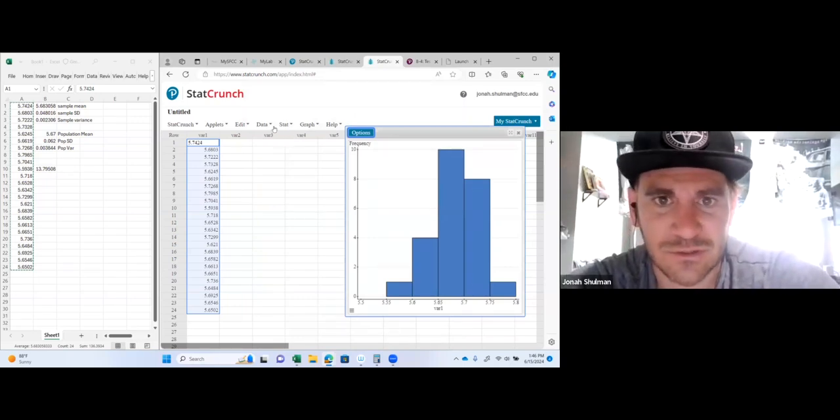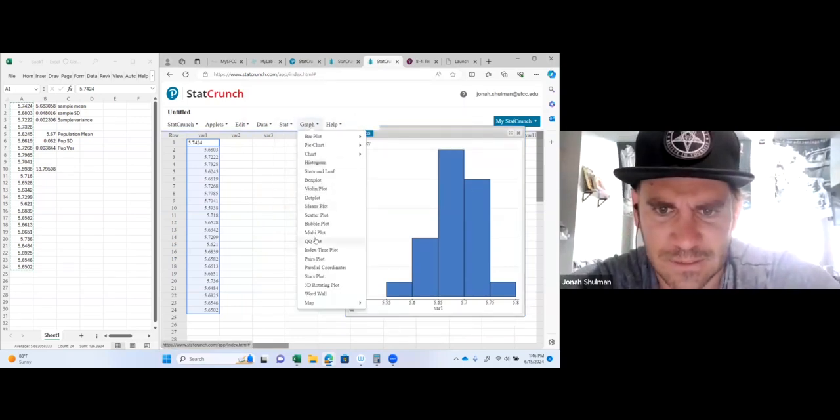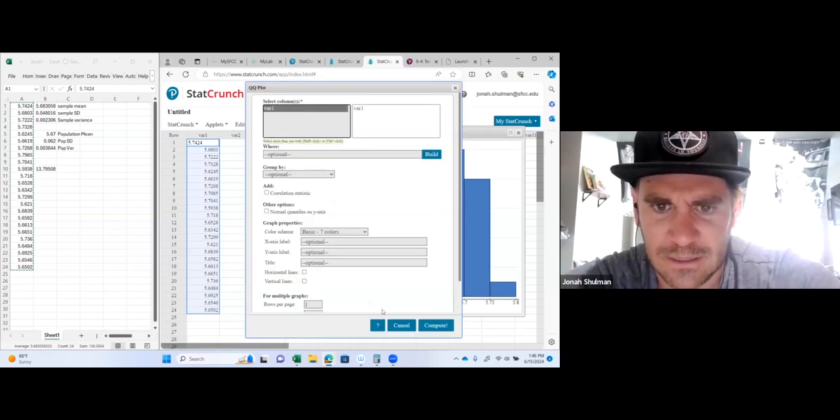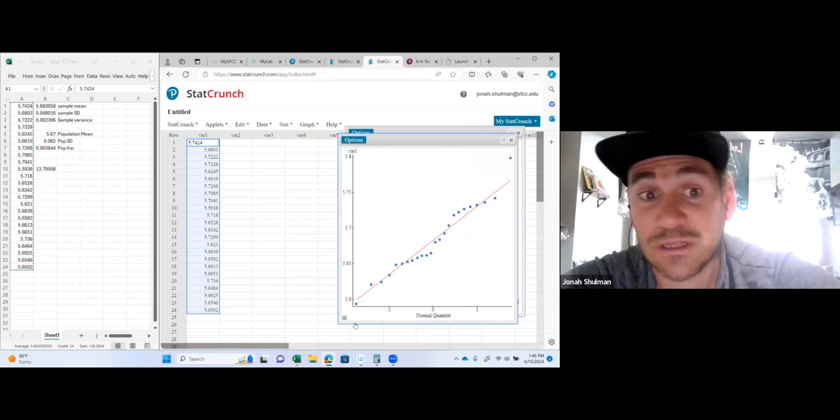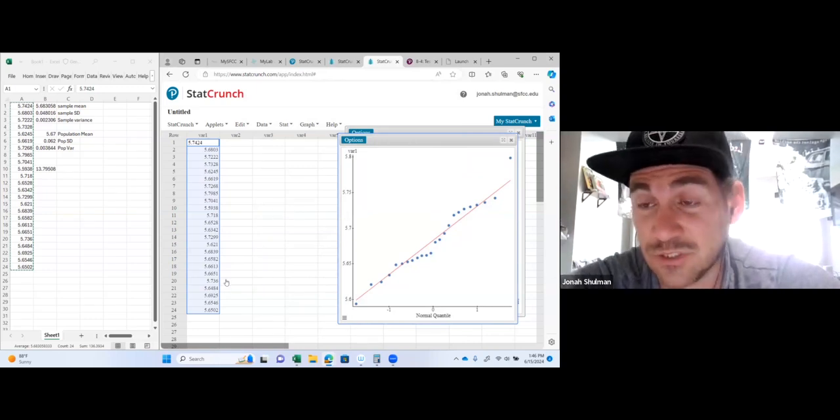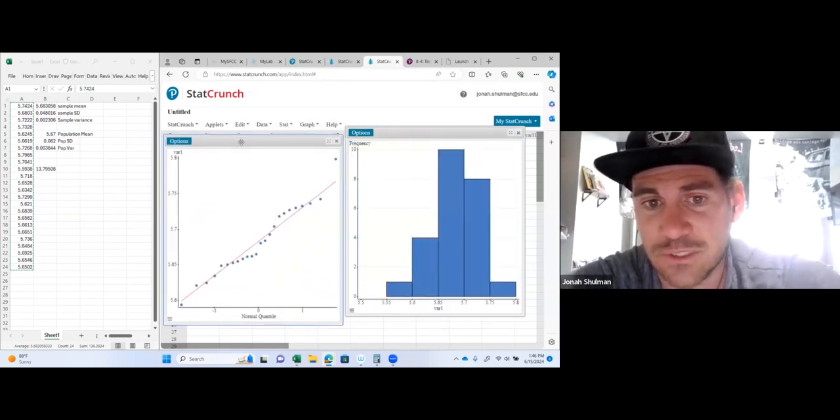All right, let's do the QQ plot. It's pretty close to a straight line. These all look pretty normally distributed. I'll take them both. These look good to me.